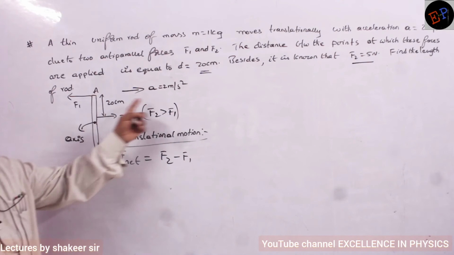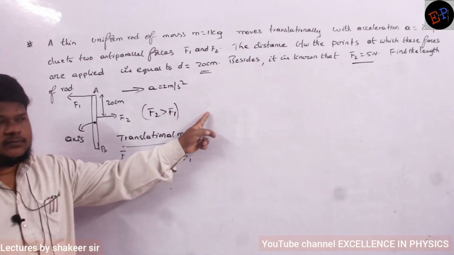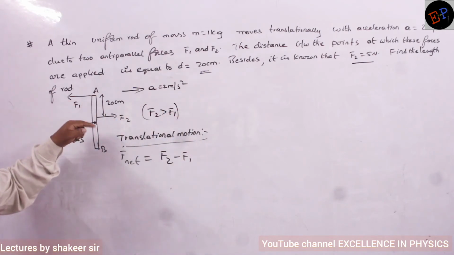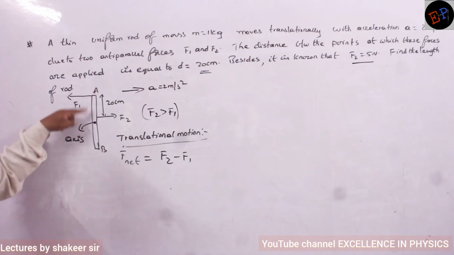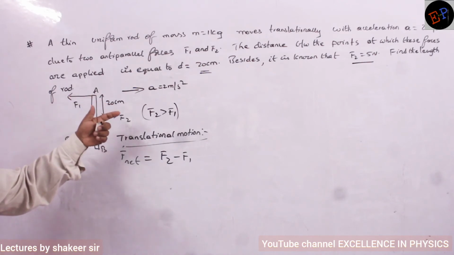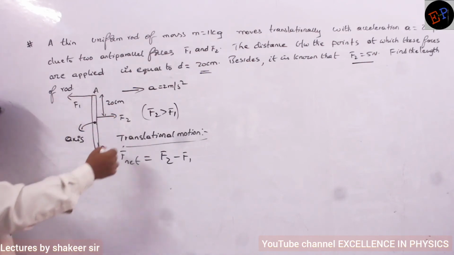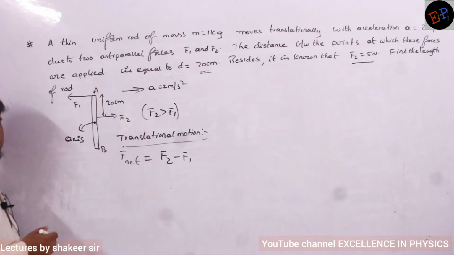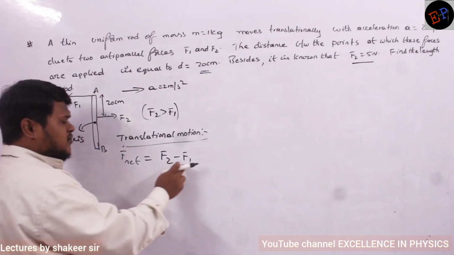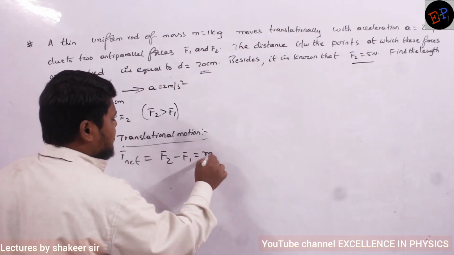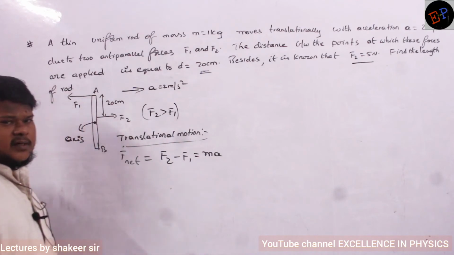Understand why we take acceleration in this direction? If F1 is greater, F1 is already at a greater distance, so it will produce more torque. So the rod will start rotating. But the rod is not rotating. It means F2 is greater than F1. Understood? That's it. So F2 minus F1 produces the net force, and net force is equal to mass into acceleration.